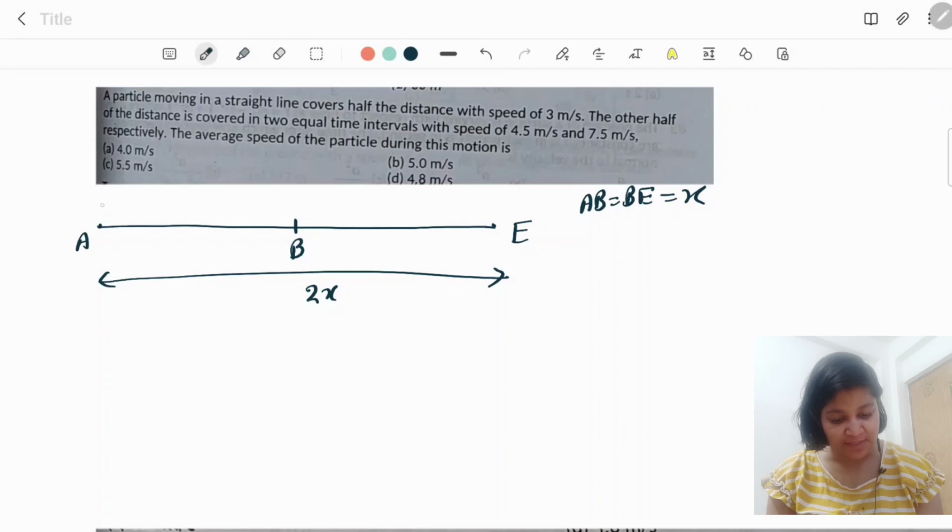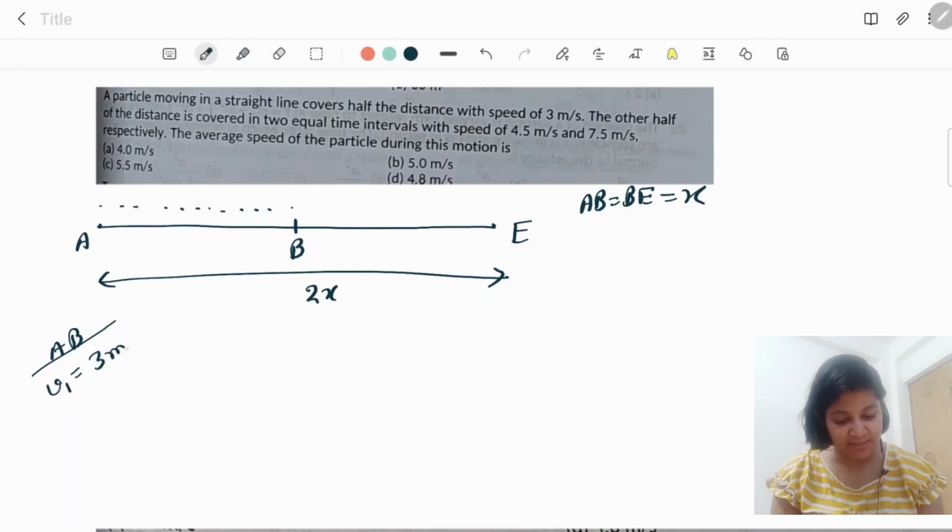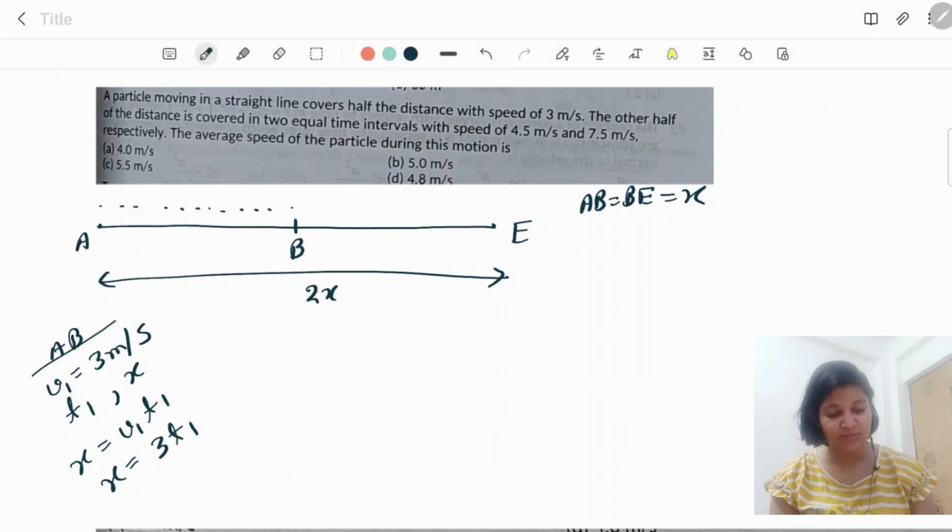So it travels this path from A to B with a speed of 3 meter per second. What information do we have about the section from A to B? The speed, let me call this V1, is 3 meter per second. Let me call the time taken to traverse the distance T1, and the distance is equal to x. What relation can we establish between them? x is equal to V1 T1, or x is equal to 3 into T1. That is the relation we have.